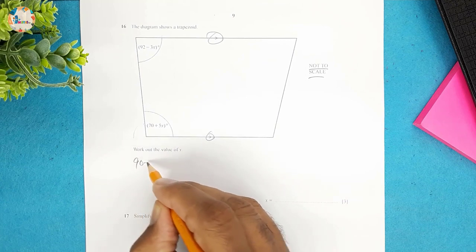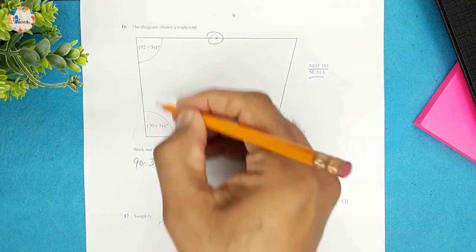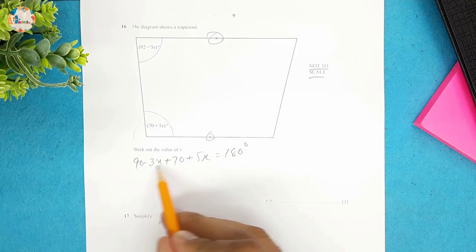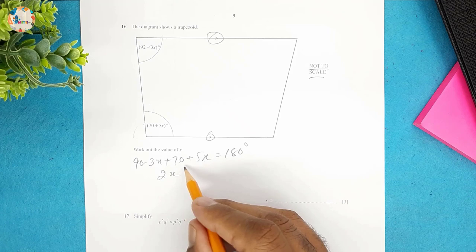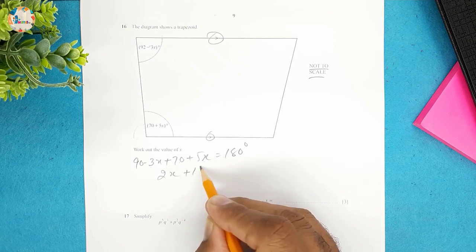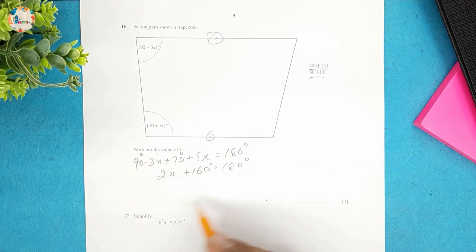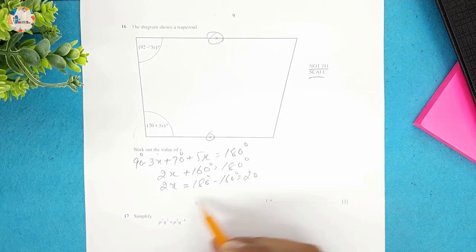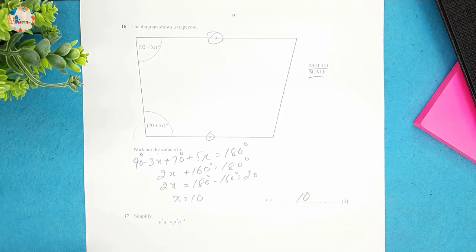So we can write 90 minus 3x plus 70 plus 5x. This angle plus this angle is equal to 180 degrees. So 3x and 5x gives 2x, and this will be 90 plus 70, which is 160, equal to 180 degrees. So we can write 2x is equal to 180 minus 160, which is equal to 20. So x is equal to 10 degrees. So the value for x is 10.